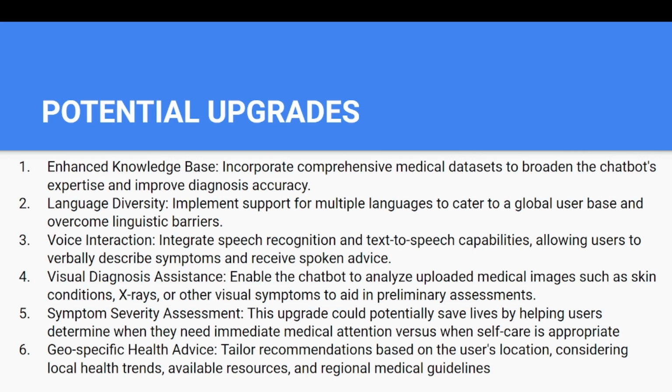Symptom severity assessment. This upgrade could potentially save lives by helping users determine when they need immediate medical attention versus when self care is appropriate. Geospecific health advice. So, based on the user's location, the chatbot will consider the local health trends, available resources, and the regional medical guidelines. And based on all these, it provides them an accurate response.